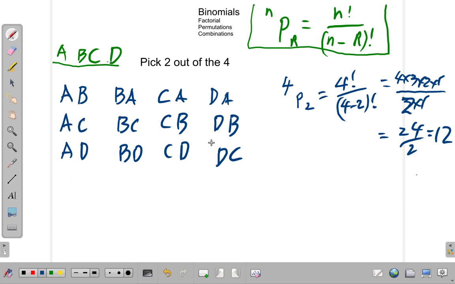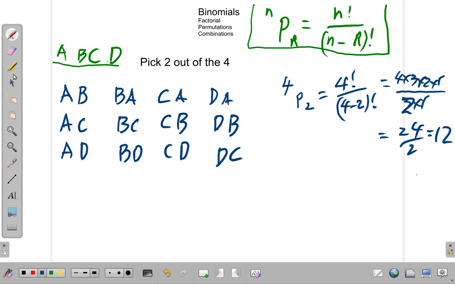So let's count the number of arrangements we have. 1, 2, 3, 4, 5, 6, 7, 8, 9, 10, 11, 12. 12! It seemed to work. We saw that this formula, nP2, where 4 are available and you choose 2 out of the 4 to arrange, the number of ways you can arrange these is 4 factorial over 4 minus 2 factorial, which is 12, and evidently it worked when we pick 2 out of 4.